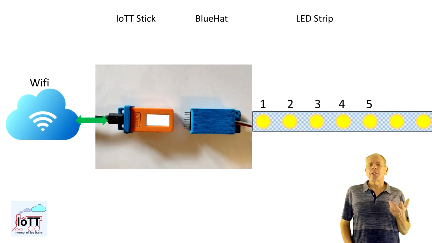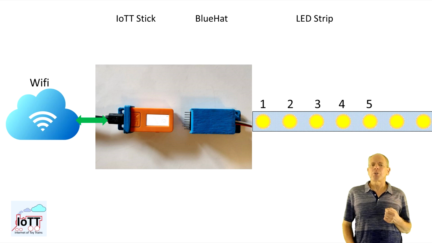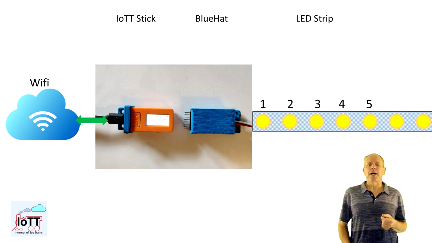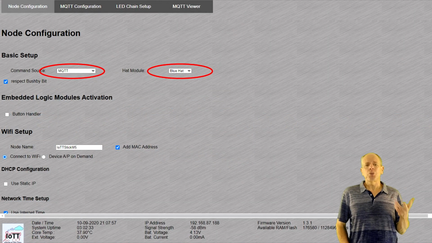Now that DCC commands are successfully sent to the MQTT broker, it is time to create the remote display. I am again using an IoTT stick with a blue hat and a simple LED strip, but this time I am just using the first 5 LEDs to indicate what track is selected by the current position of the turnouts. And I am configuring the IoTT stick to use the second new communication mode, which is MQTT.